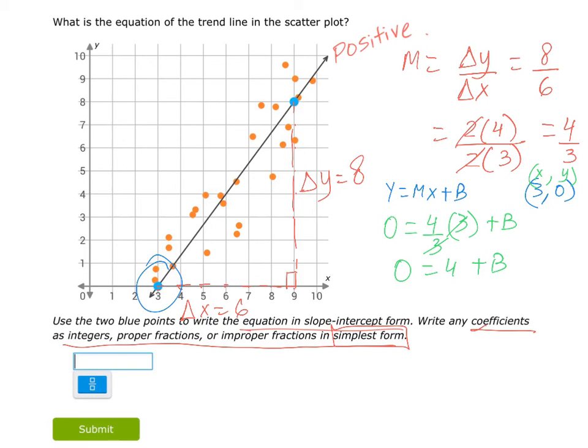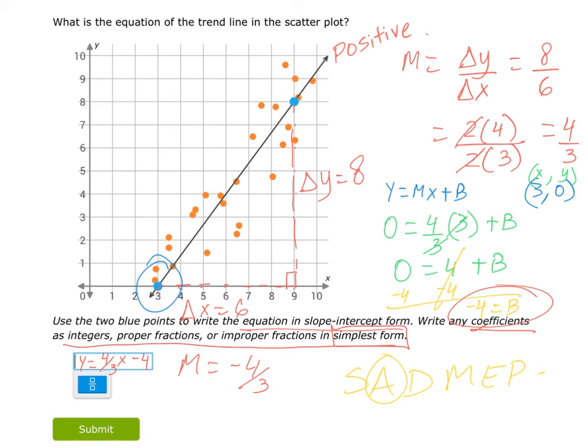Use SADMAP. We see addition. So let's subtract 4 on both sides. So now you get b is equal to -4. And our final answer will be y is equal to mx, which is 4/3 x, minus 4, because b is -4. And m, so these are our values. M is 4/3 and b is -4.